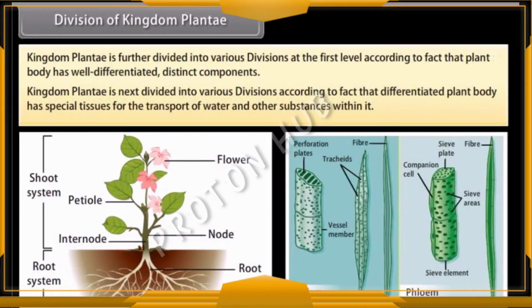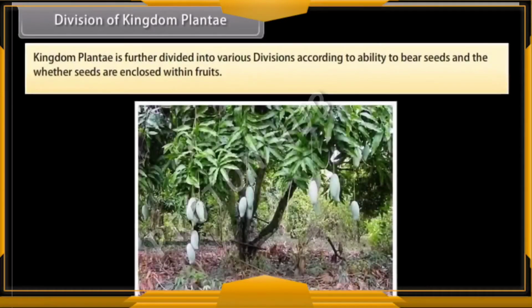Kingdom Plantae is next divided into various divisions according to the fact that the differentiated plant body has special tissues for the transport of water and other substances within it. It is further divided according to the ability to bear seeds and whether seeds are enclosed within fruits.